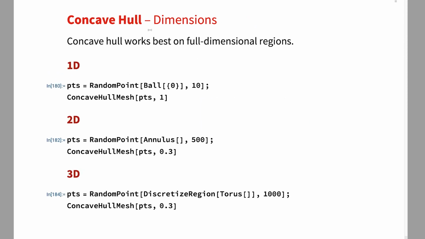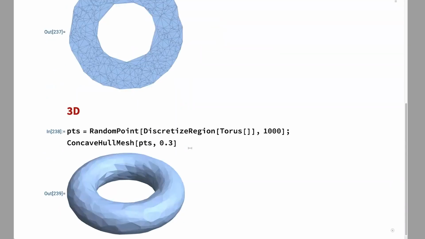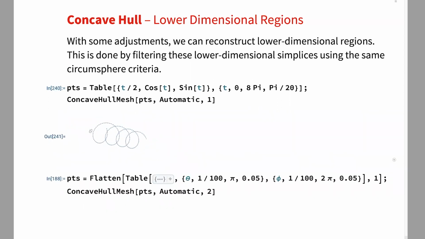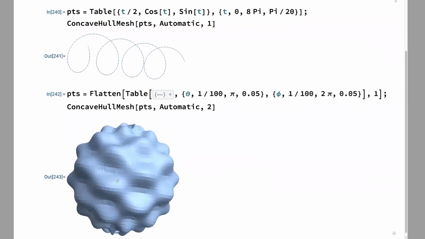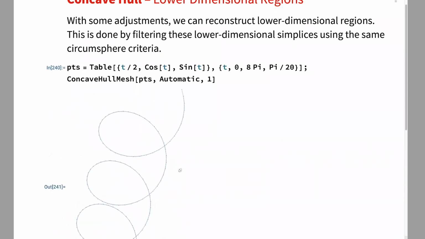All right, the concave hull is pretty flexible. It works in any dimension, so we can have 1D, 2D, and 3D. These are all full dimensional. However, we can tweak it a bit to make it lower dimensional. For example, we can have a curve in 3D or a surface with triangles in 3D. We can do this by, instead of filtering out the full dimensional cells of the Delaunay mesh, filtering out the lower dimensional ones and doing a little processing to help remove redundant ones as well.